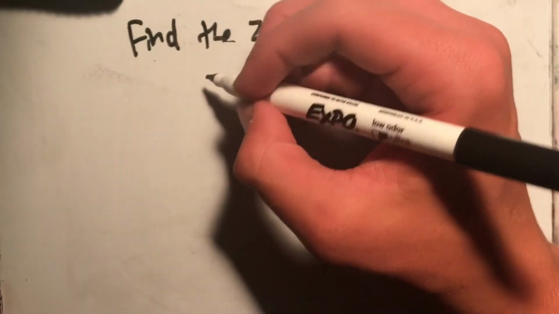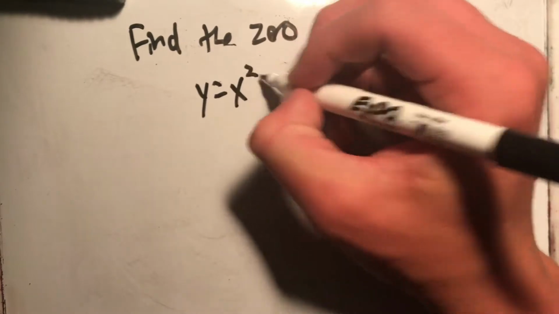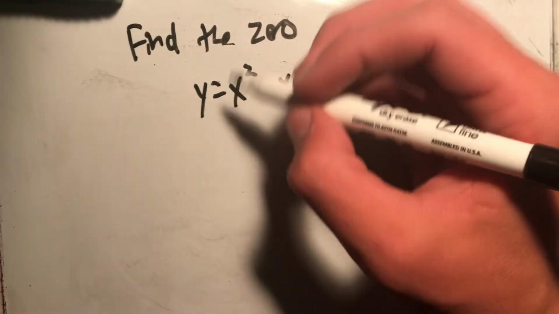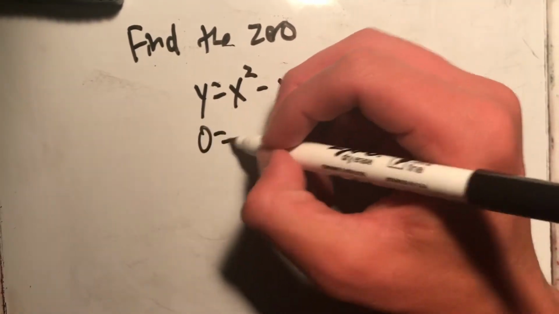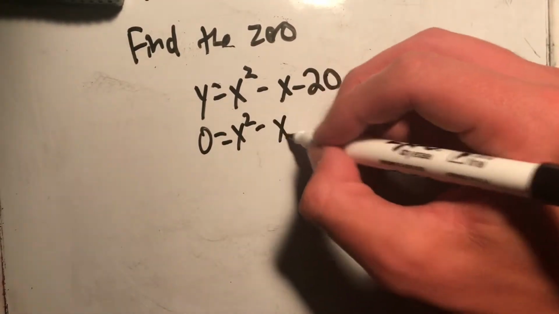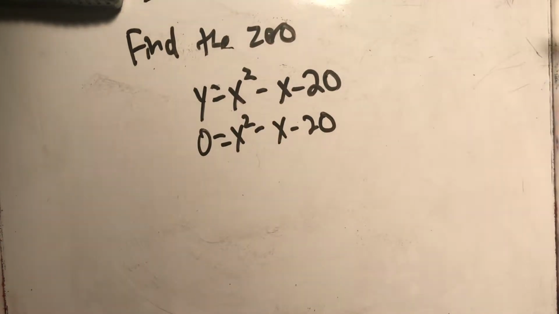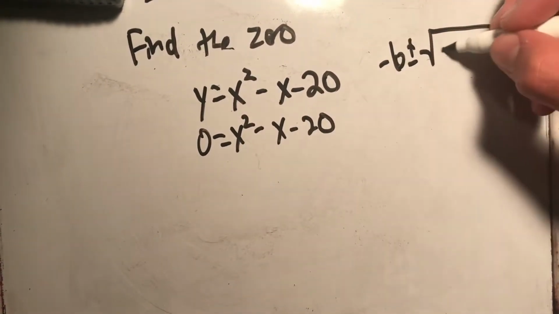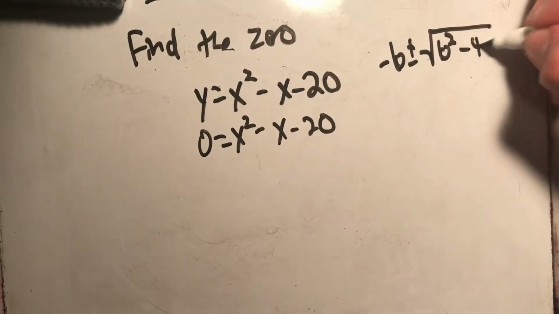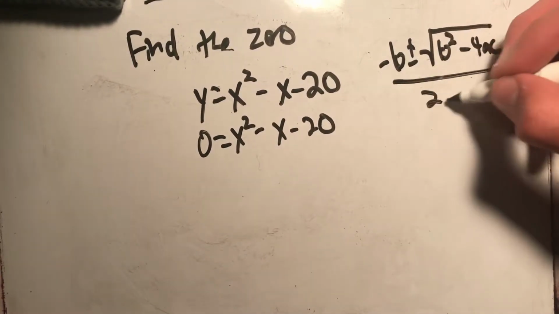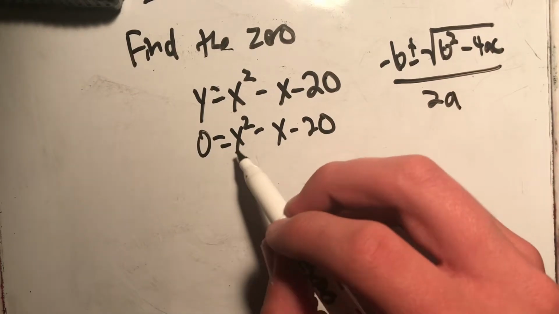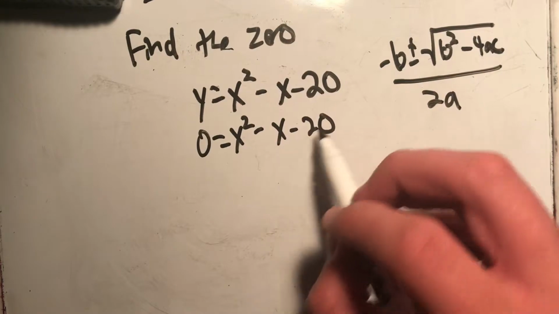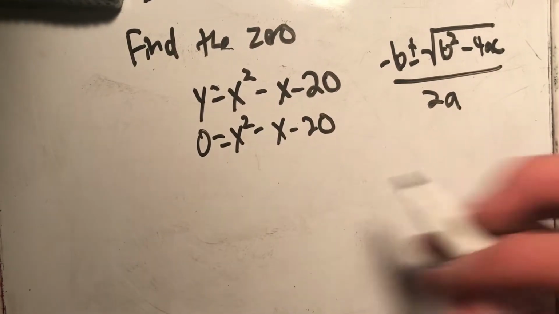So here's a quick example. We have y equals x squared minus x minus 20, and we'll solve this using the quadratic method. So we have 0 equals x squared minus x minus 20, and the quadratic formula is right here, with a being the coefficient of x squared, b being the coefficient of x, and then c the final number.